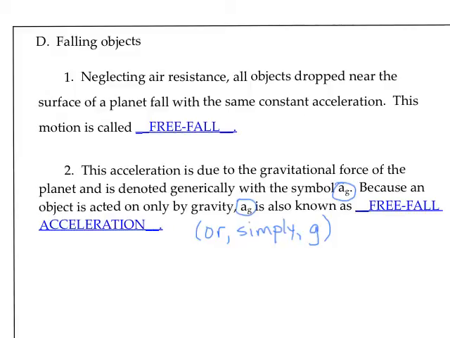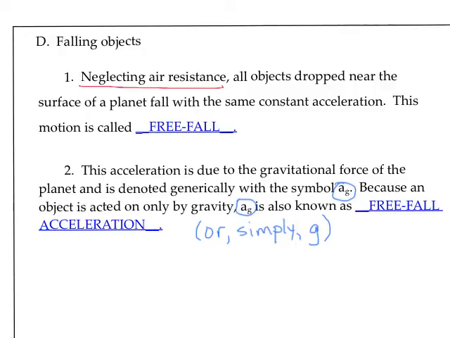Before we do some example problems, this next section reviews what you learned about in your summer assignment. So if we have an object that's falling, we get to live in this perfect, happy little physics world where we can neglect air resistance. So we're going to consider all objects dropped near the surface of a planet to fall with the same constant acceleration. And we call this motion free fall because there's no external forces acting on it.